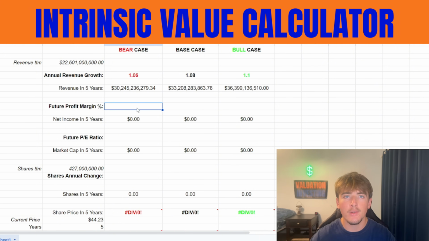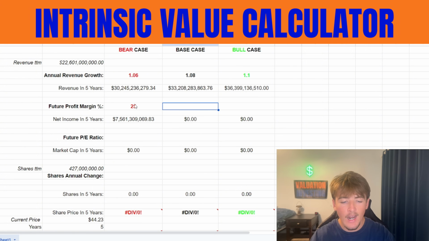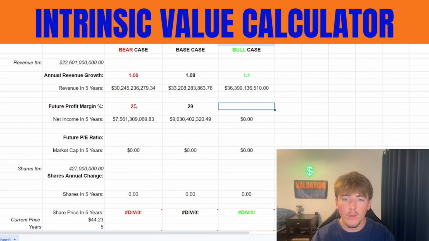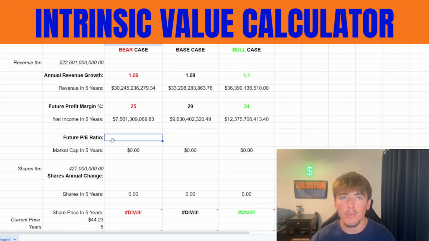And for the future profit margin, right now they're at about a 30% profit margin. I would worry about this company because the pricing power it has is diminishing over time. So for the future profit margin on the bear case, I'm actually going to put a 25% margin. For the base case, let's say a 29% profit margin. And for the bull case, if they somehow get AI to start working for Adobe better and they advance their products, I think they still could increase that profit margin back up to that area.